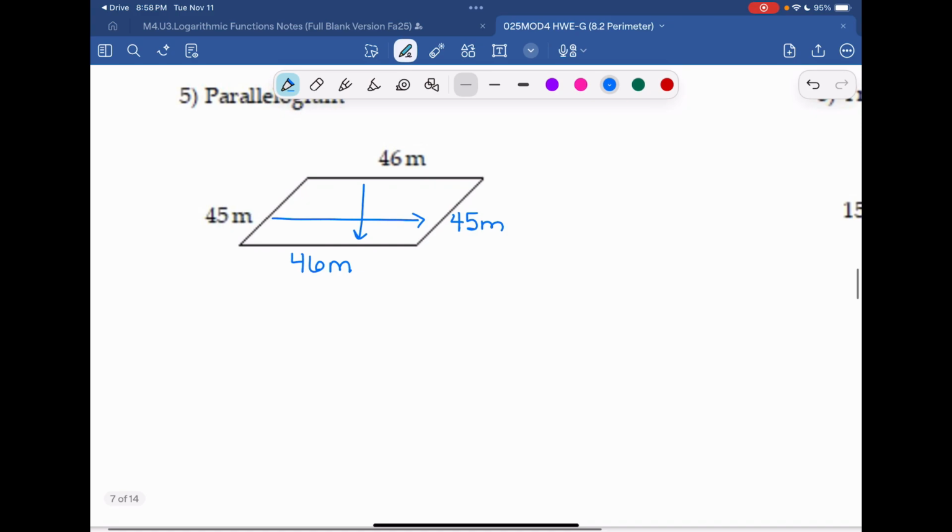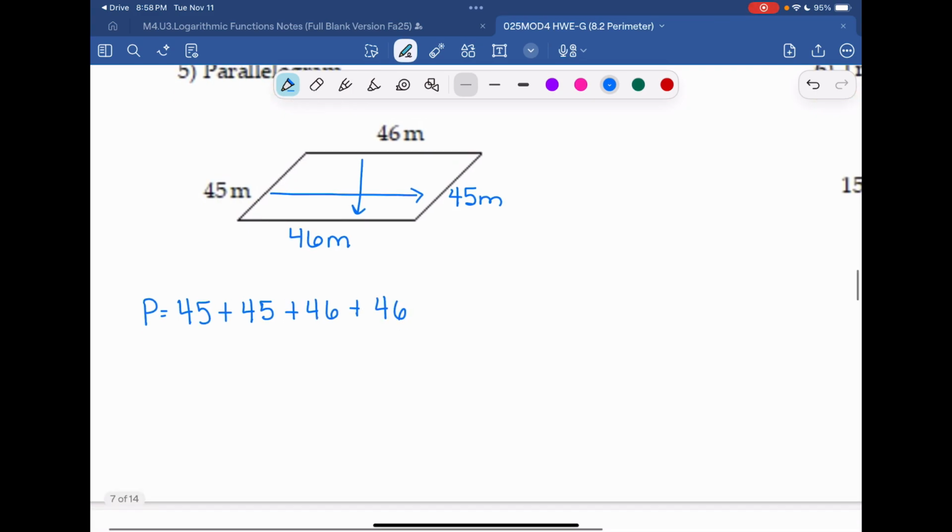And so we can, again, add up all the sides because anytime you're finding the perimeter, it's just the distance around the outside of your figure. So I can do 45 and 45, 46 and 46. The order you add them in doesn't matter. And so I get a total of 182 meters.